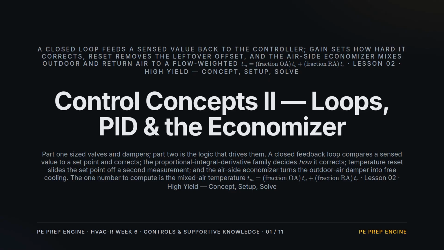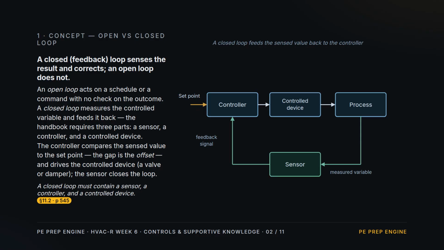Week 6, Lesson 2: Control Loops, PID, Temperature Reset, and the Economizer. Lesson 1: size the valves and dampers. This lesson is the logic that moves them. We'll walk the closed feedback loop, see how gain and reset shape the correction, use reset to slide a set point off outdoor air, and then run the economizer's mixed air temperature, the one number the exam makes you compute here.